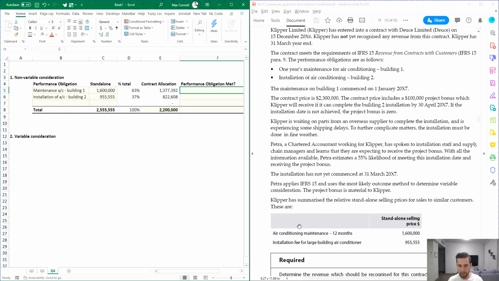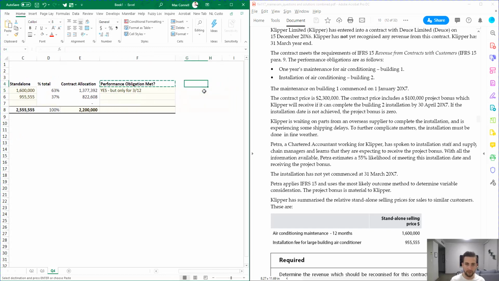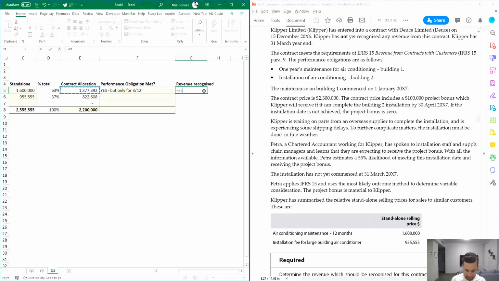It's not quite clear, but based on the standalone selling prices for sales of similar customers, it says right there, 12 months for air conditioning maintenance. So really what we should be recognizing is, yes, the performance obligations are met, but only for 3 out of 12 months. So then the revenue recognized should only be that divided by 12 times by 3. So that's the revenue that we should be recognizing.